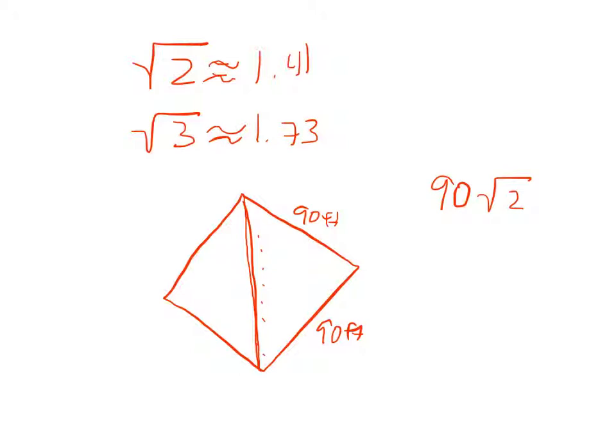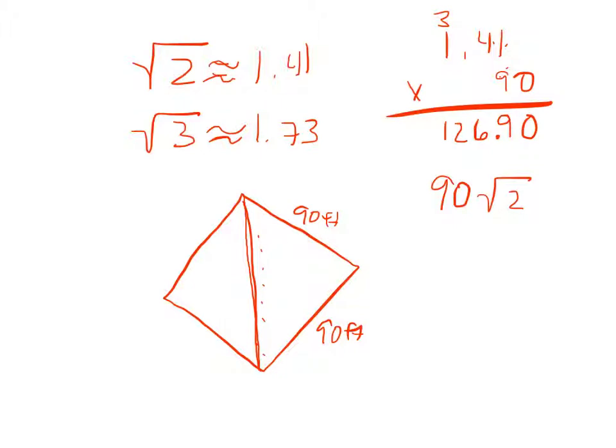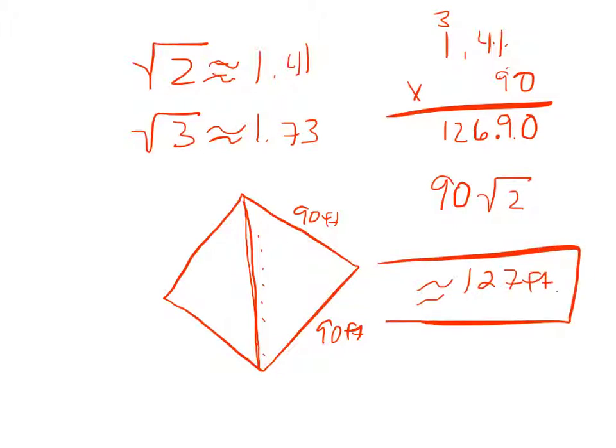We take the square root of 2, which is approximately 1.41, and we can multiply that by 90. 9 times 1 will be 9, 9 times 4, that'll be 36, 9 times 1 will be 9, 10, 11, 12, and there are 2 numbers after the decimal place. This is a 9, so I'm going to round that up, so I say approximately 127 feet is the distance that he would throw that.